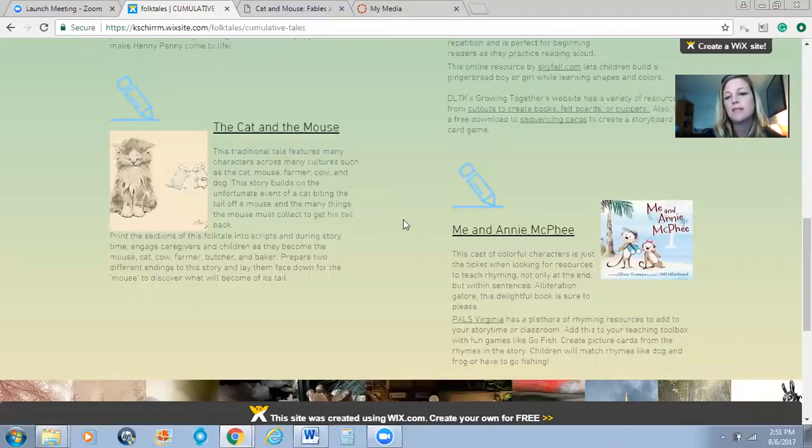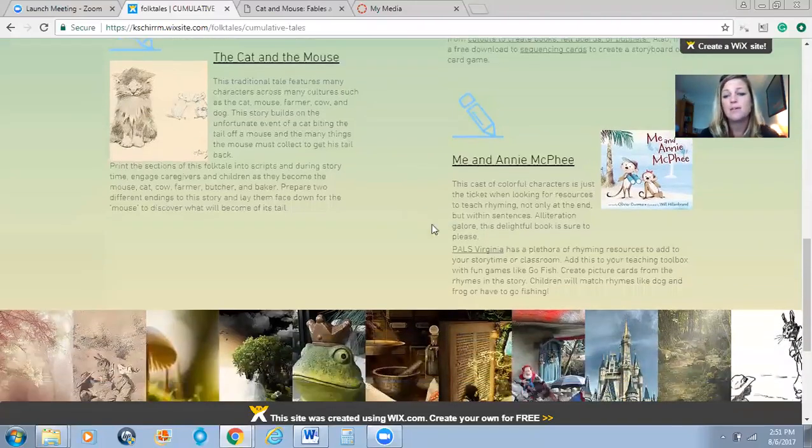And then I also included down here Me and Annie McPhee, which is a modern take on cumulative folktales, as well as a resource with a huge amount of rhyming activities that you can do with children.